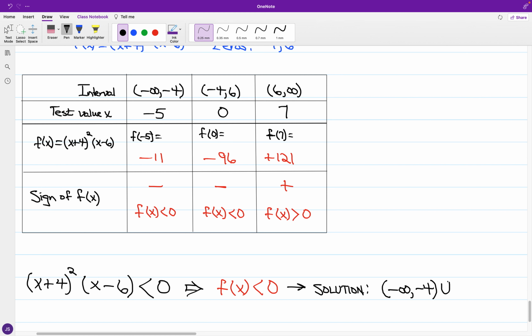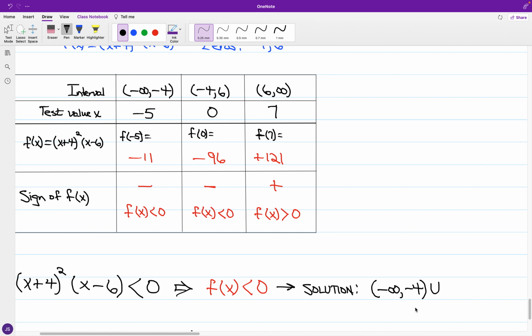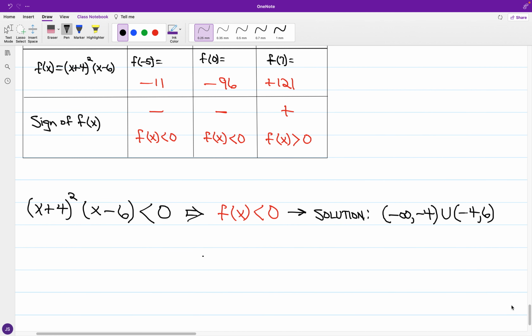So your solution set will be where we have the values of x less than -4, along with those values of x such that -4 is less than x is less than 6. Okay, so that is going to be the answer here.